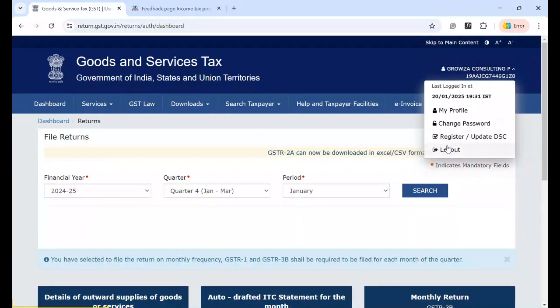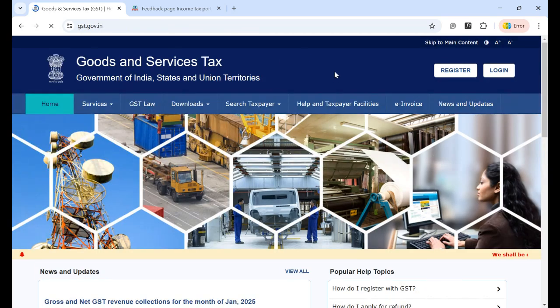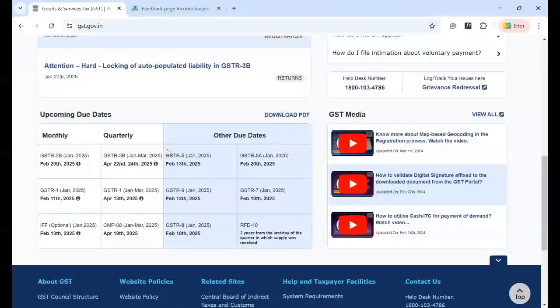However, there is one other place where you can search it: go to gst.gov.in. Without logging in, on the home page you will get the upcoming due dates: monthly, quarterly, and other due dates. For the GSTR 3B monthly return, it is Feb 20. For GSTR 1, it is Feb 11th. That is the way you can check the due dates.